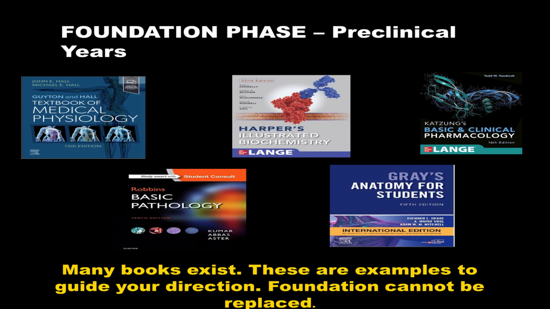Now let's look at the foundation books for your preclinical years. These are the core texts that will help you understand physiology, pathology, anatomy, pharmacology, and biochemistry. Some essential ones include Guyton's Physiology, Harper's Biochemistry, Katzung's Pharmacology, Robbins' Pathology, and Gray's Anatomy. Of course, there are many books out there, but these are great examples to guide your studies. Remember, a strong foundation in these subjects is crucial before moving on to videos, First Aid, and question banks.